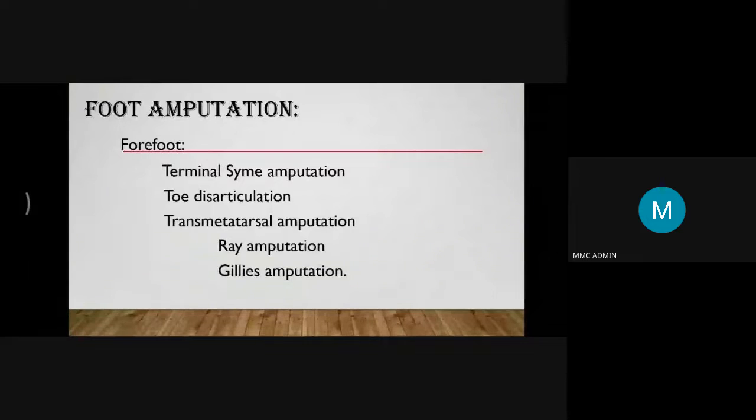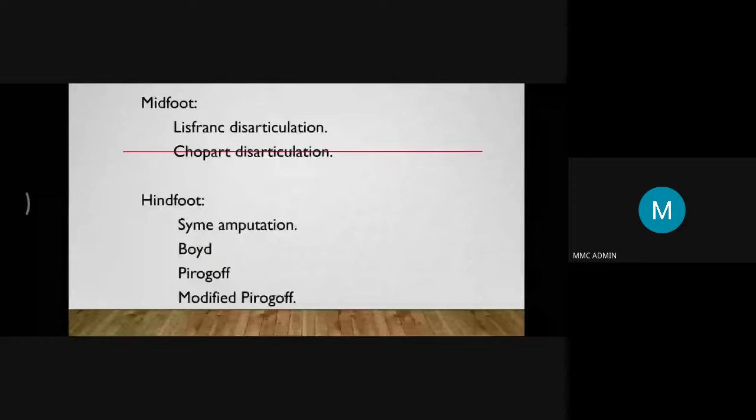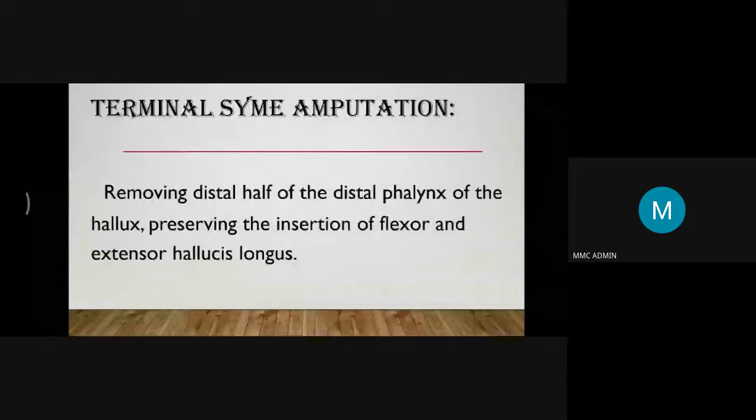Then coming to foot amputation, there are toe amputation, toe disarticulation, and transmetatarsal amputation, Ray amputation. This foot will come from distal to proximal. Distal to proximal. What is the most distal bony structure in any limb? That will be upper limb or lower limb. In case of lower limb in a foot, you will have the terminal phalanges, the distal phalanges in any toes.